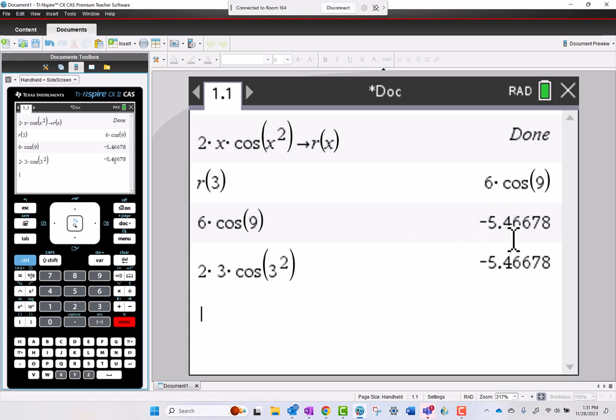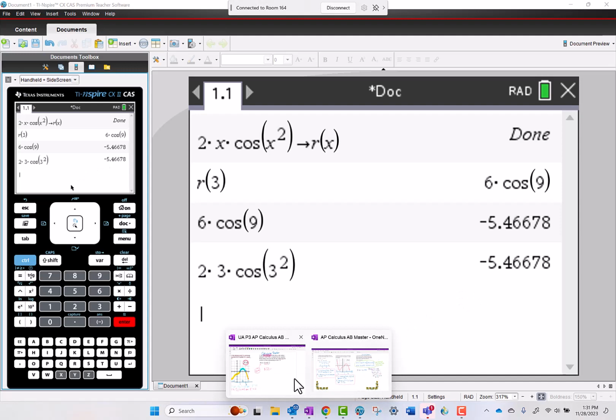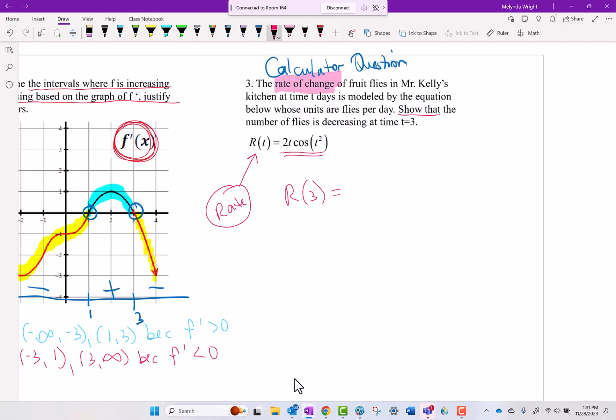So now we know that that rate is negative. Great. So if y'all help me remember that number, because I don't have it written down, it was negative 5 point... Okay, so let me go back over here. So R was negative 5.4667, is that right? Yes? Okay.